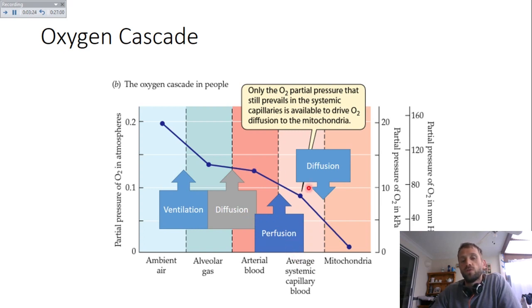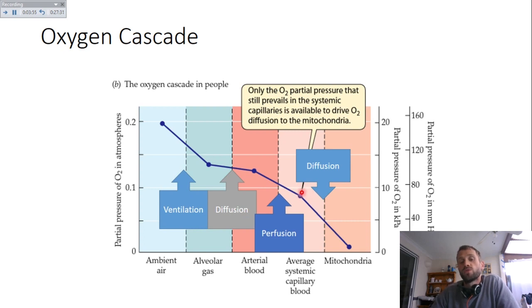So we perfuse the oxygen, or we perfuse the blood containing oxygen around the body, and then specifically into the systemic capillary blood, so to the muscles for our purposes. And then once we present this blood to the muscle tissue, again, the oxygen doesn't move into the muscle tissue itself through the perfusion. That just presents the oxygen to the muscle.